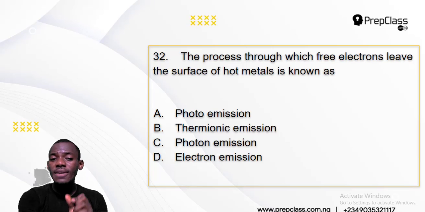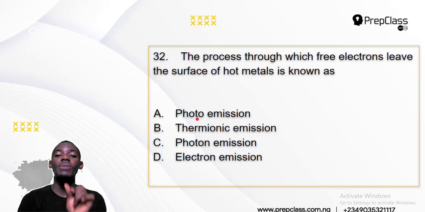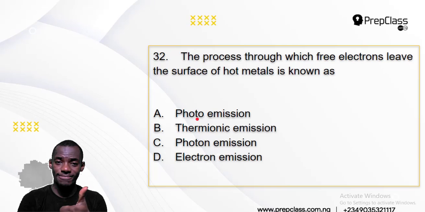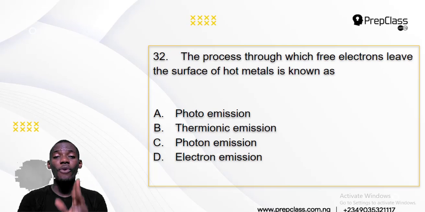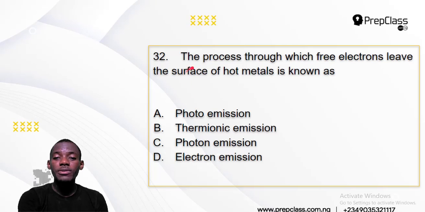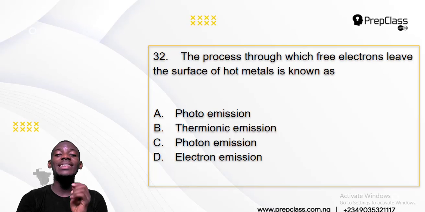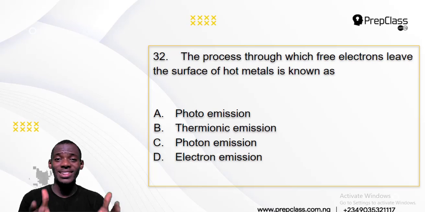So the difference is the word photo means light, and that light in photo emission is called ultraviolet light, and that is the meaning of photo emission. So it is the process through which free electrons leave the surface of metals when they are exposed to ultraviolet ray. And that's what you have when you see an automatic door in some Mr. Biggs or whatever, fertilizer and so on.